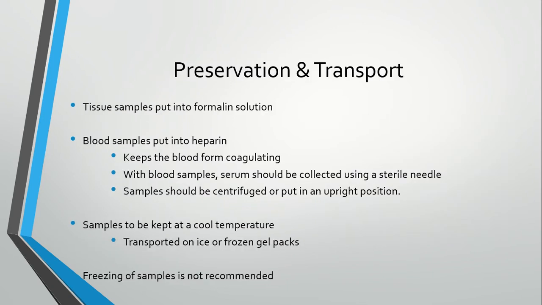Preservation and transport. Tissue samples to be put into formalin solution. Blood samples put into heparin. This keeps the blood from coagulating. With blood samples, serum should be collected using a sterile needle. Samples should be centrifuged or put in an upright position.